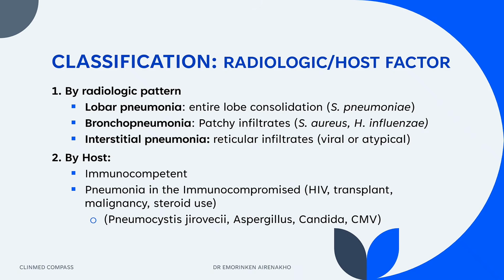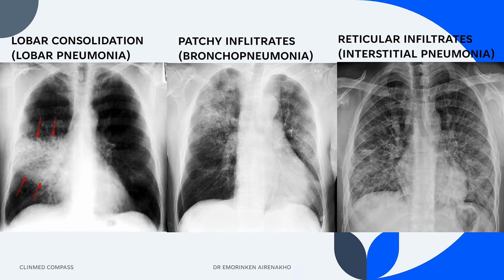It helps a lot. This slide depicts the radiological classification of pneumonia. Lobar consolidation, as in lobar pneumonia, this is the consolidation in the right middle lobe of the lung. This is the patchy infiltrates, more in the upper lung zone of the right lung, as in bronchopneumonia. And this is the widespread reticular infiltrate, as in interstitial pneumonia.